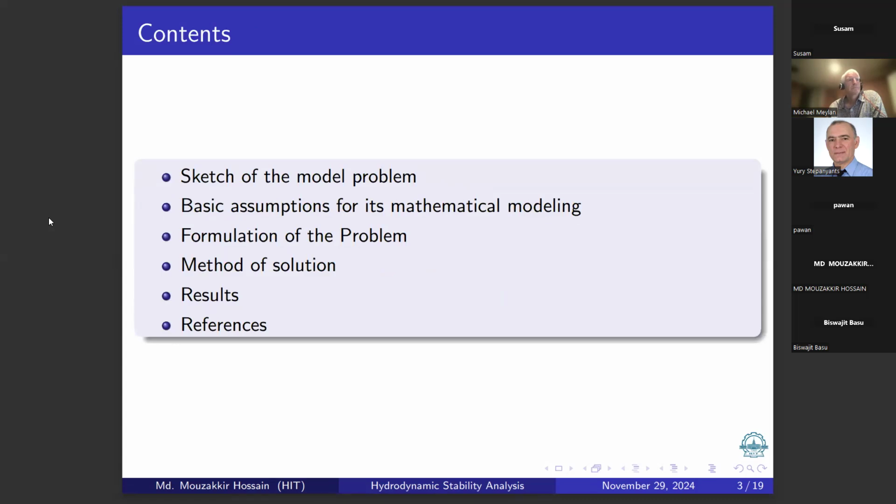First I'm going to show the sketch of the model and then the basic assumptions for its mathematical modeling, then the formulation of the problem, method of solution, results, and then references.